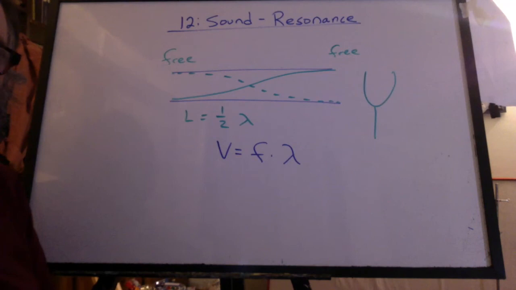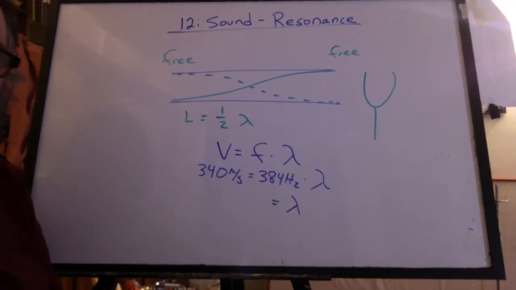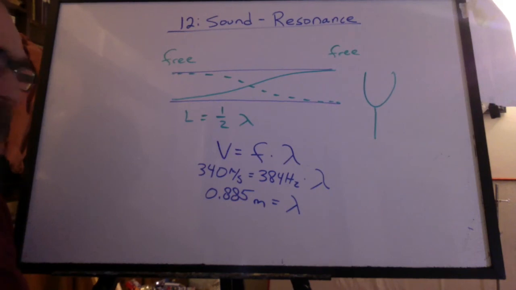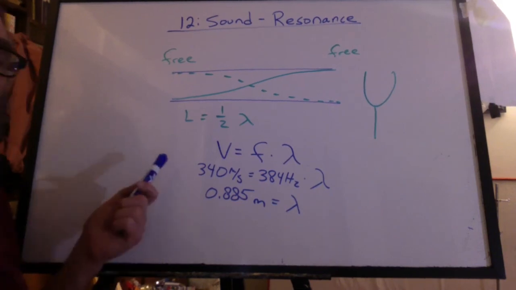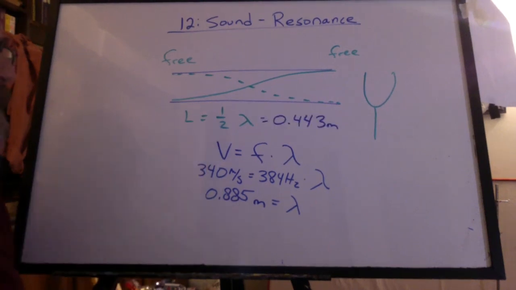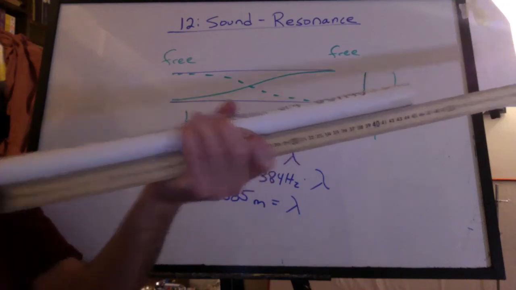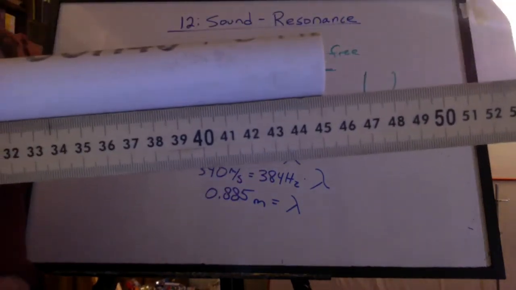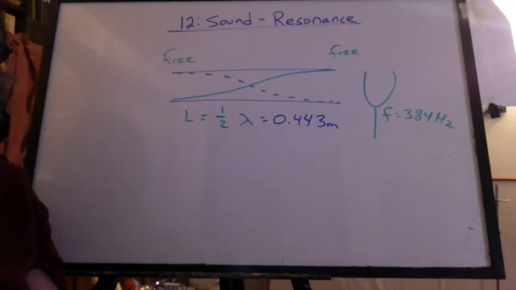Let's calculate the length of the tube. Putting in our data, the wavelength is 0.885 meters, but that's not the length of the tube. We only need half a wavelength, 0.443 meters. Let's see what we get. Take a look. All right, not bad, pretty close. Well, let's just work out one more example.